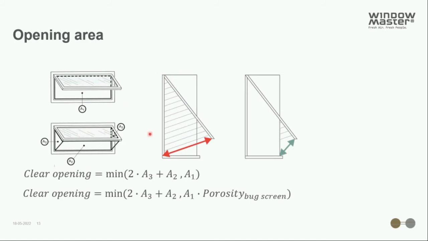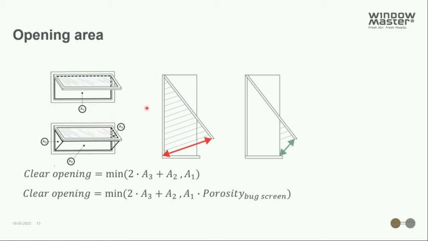Now, the clear opening of a window is in general described as the minimum value of either the opening area A1, as shown here, or the sum of the opening areas A3 and A2. This is of course because no matter how much we open the window, we can never have an opening area which is greater than the hole in the wall. That's, you can say, very simple.